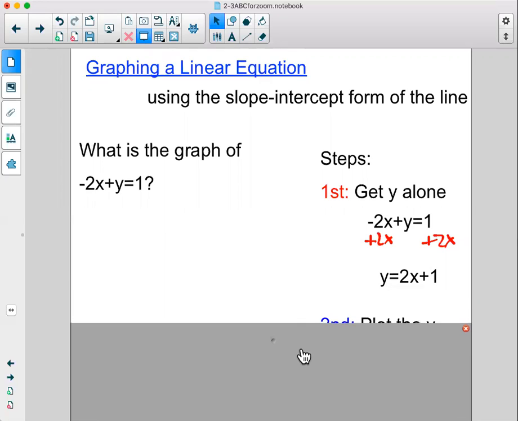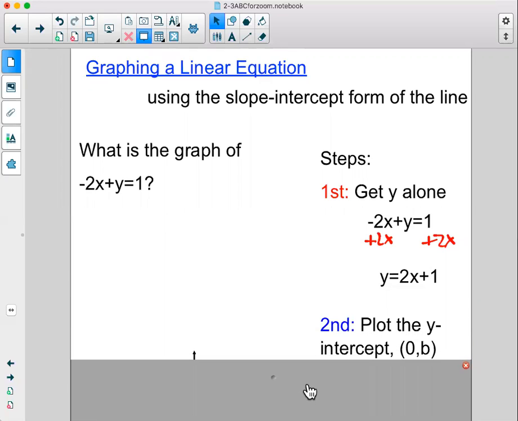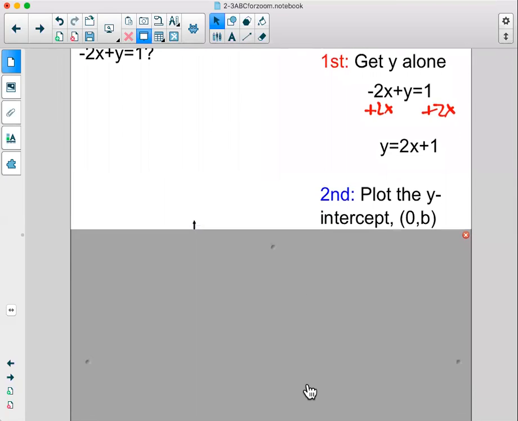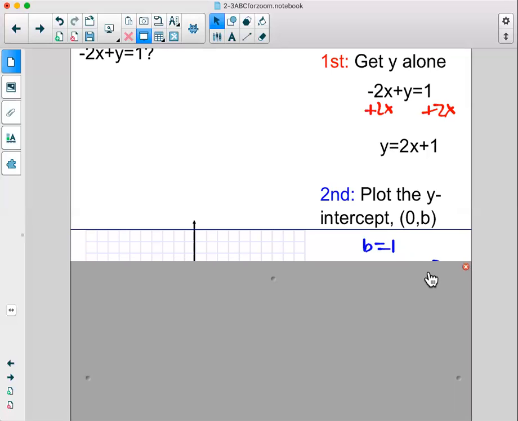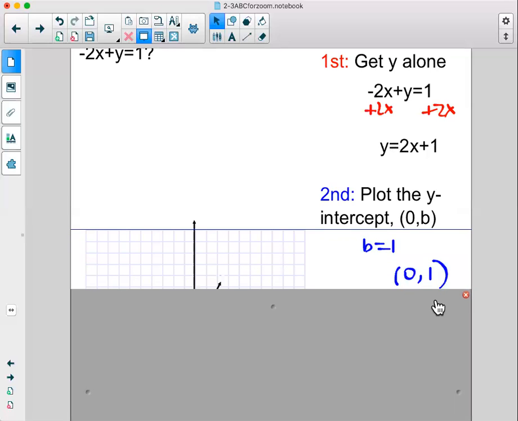Once you've done that, then you can plot the y-intercept. How can I figure out the y-intercept? If I knew what b was, then I would know the y-intercept. And we know that if it's in slope-intercept form, y equals mx plus b, which means in this case, b is 1. And so our y-intercept is (0, 1). And so we can plot that point right away.